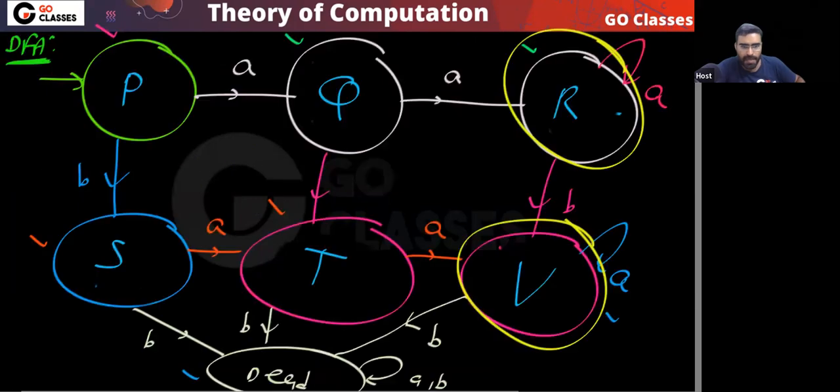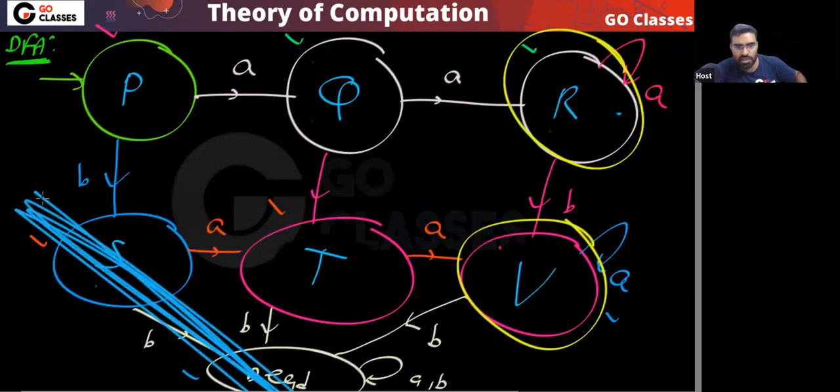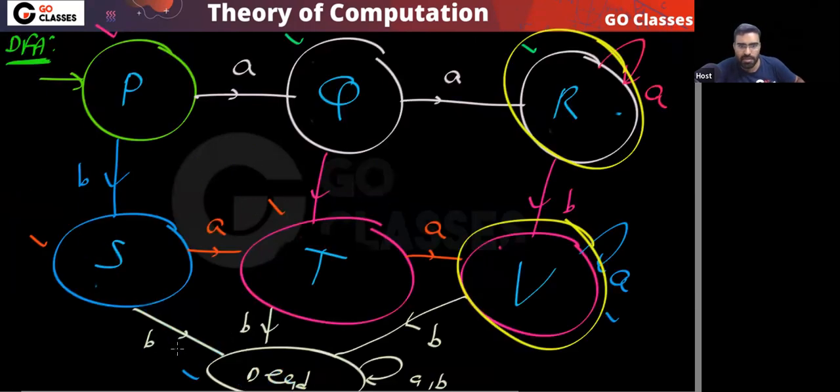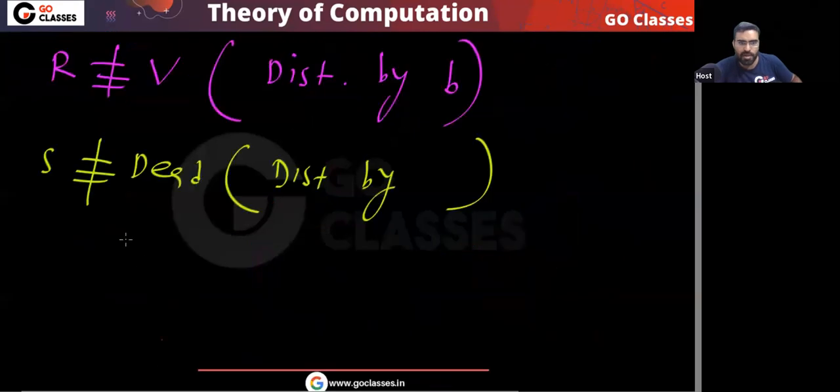Distinguishable by whom? S, comma, dead. These two are distinguishable by double A, because on double A, this will go to final, but on double A, that will go to non-final.